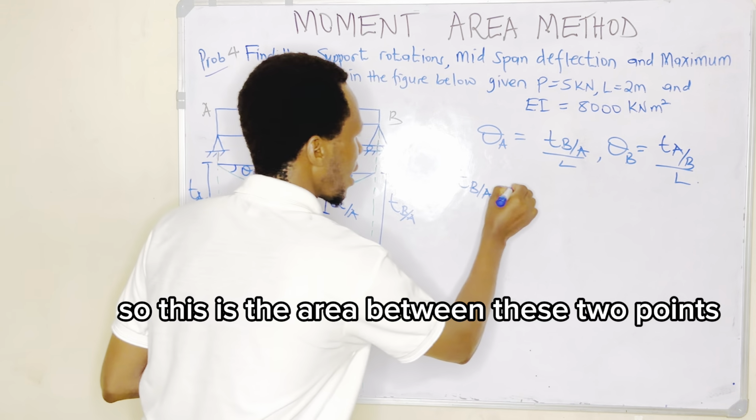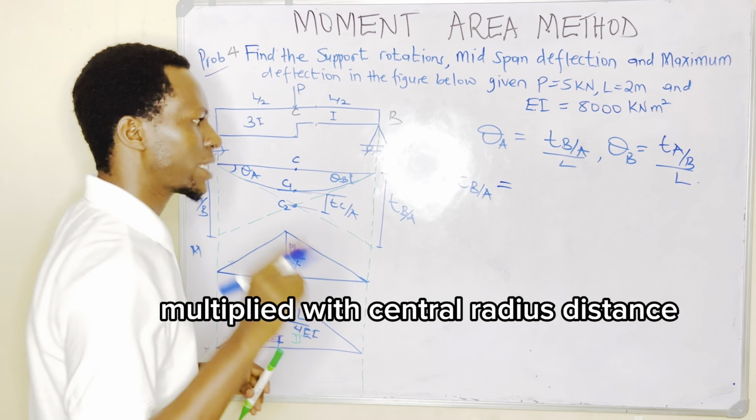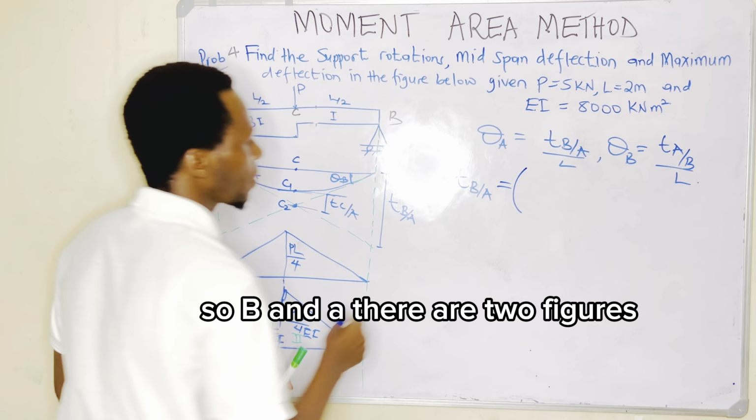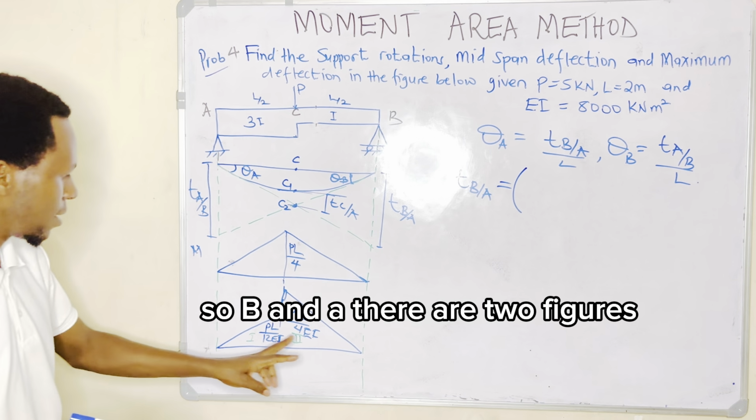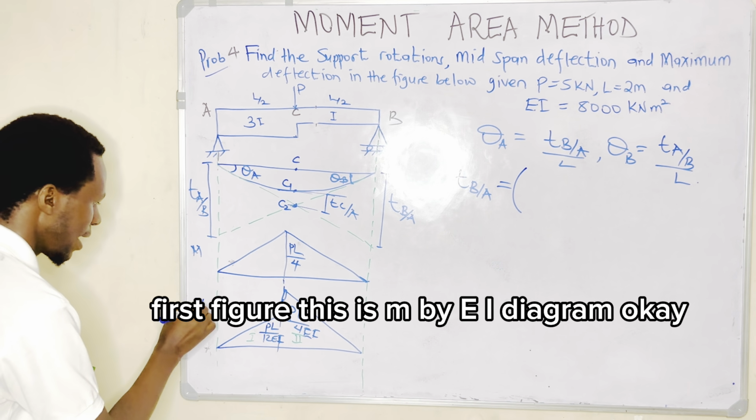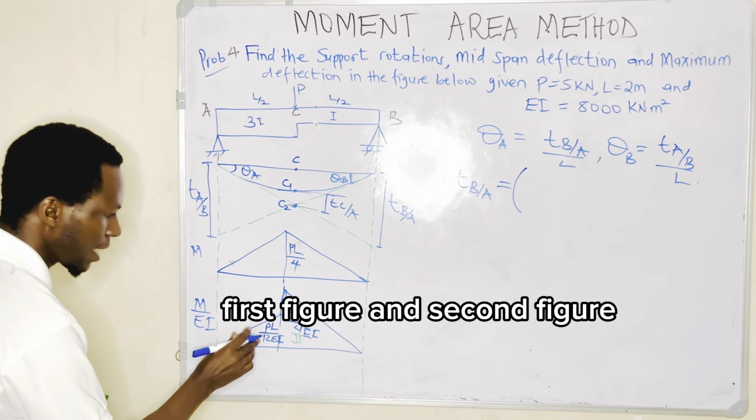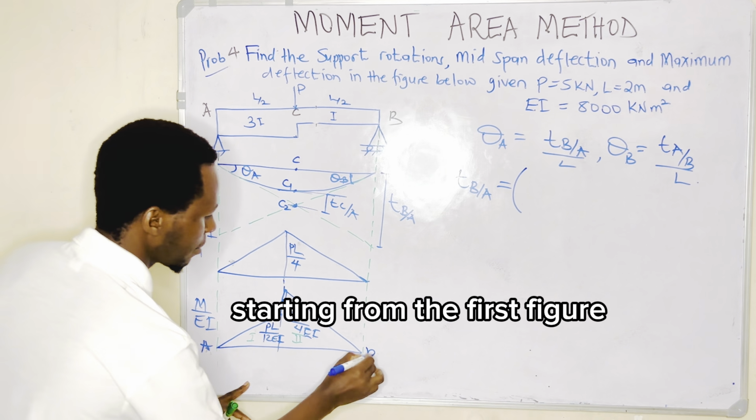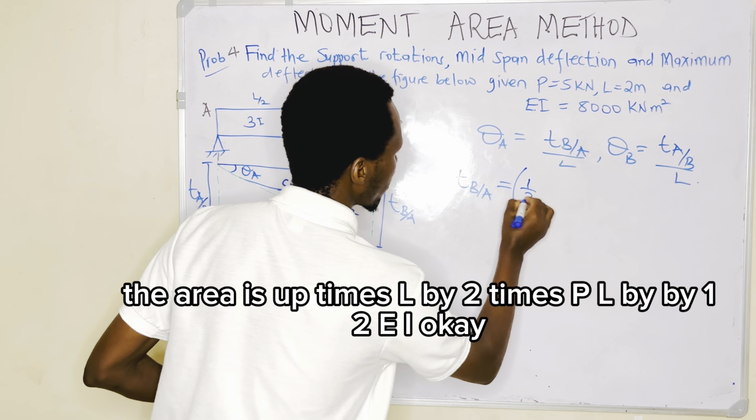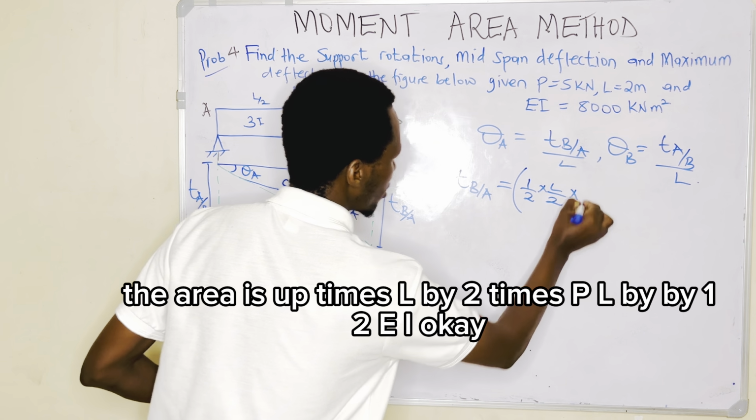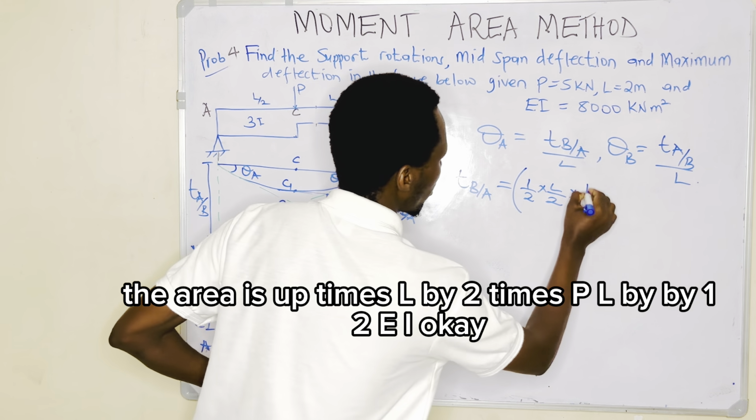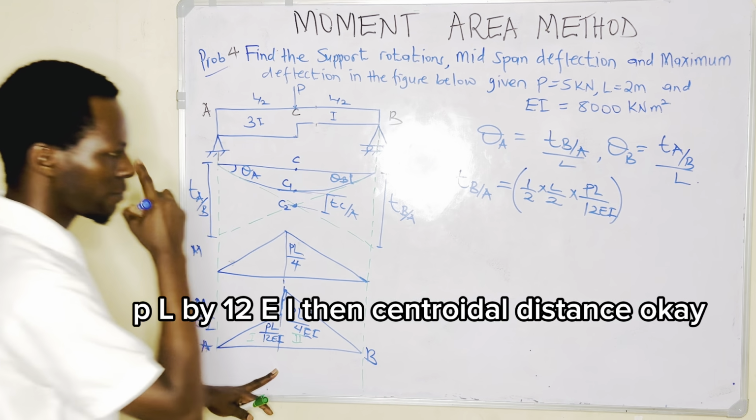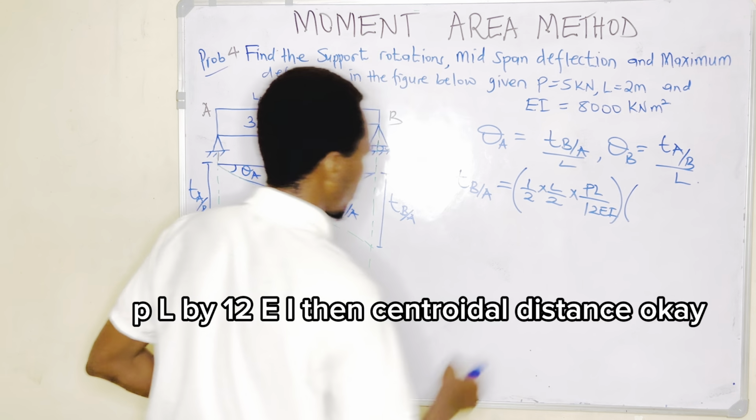So this is the area between these two points multiplied with the centroidal distance when you are standing at B. So B and A, there are two figures. First figure, this is the M by EI diagram. First figure and second figure. So starting from the first figure, the area is half times L by 2 times PL by 12 EI. Then the centroidal distance.